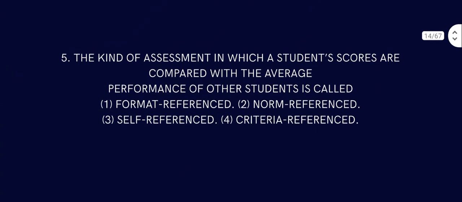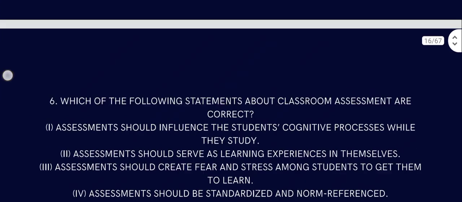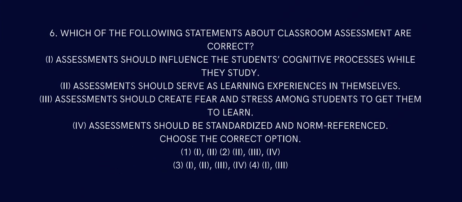Question number 5. The kind of assessment in which students' scores are compared with the average performance of other students is called, the option says format reference, but it's called norm reference. We are going to do an elaborate definition of this, what is called norm reference and what is called criterion reference. Question number 6. Which of the following statements about classroom assessment are correct?